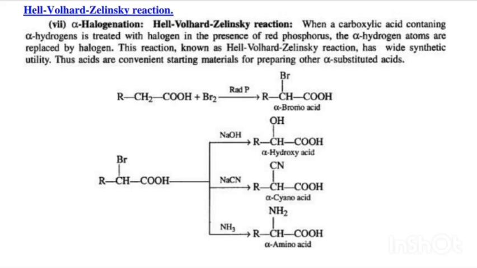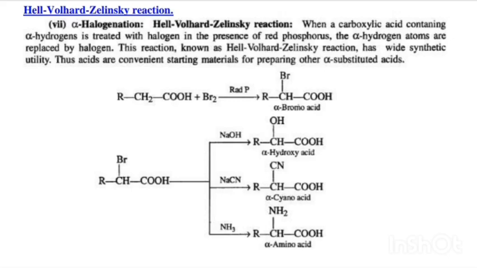After converting the hydrogen into bromine, that bromine can be replaced with many other groups to form various substituted carboxylic acids. In the first case, the alpha bromo acid reacts with sodium hydroxide, NaBr is released, and the OH is attached at the alpha position, forming alpha hydroxy carboxylic acids. In the second case, alpha bromo carboxylic acid is treated with sodium cyanide, and with the liberation of sodium bromide, it forms alpha cyano carboxylic acid.